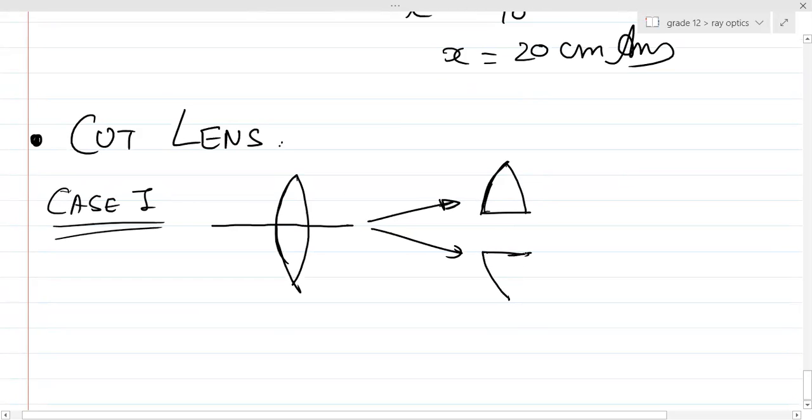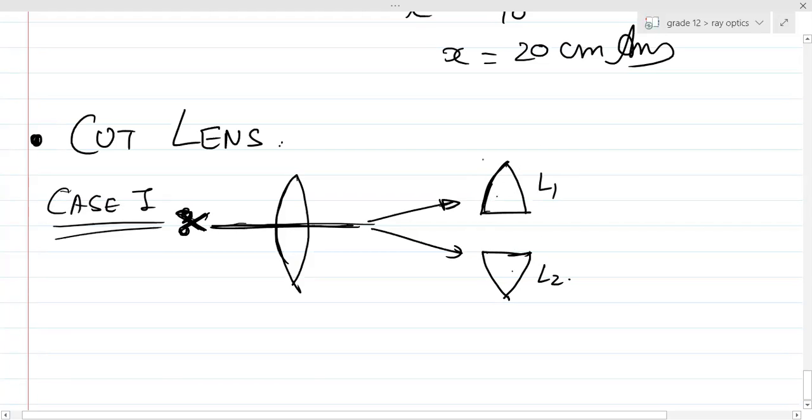Yes or no? So when I cut it like this, this is a scissor. If I cut the lens like this, then will it become two pieces? This will be lens one, this will be lens two, right? So tell me what happens when you cut the lens like this. If I use this as my lens and this as my lens, then what will happen?